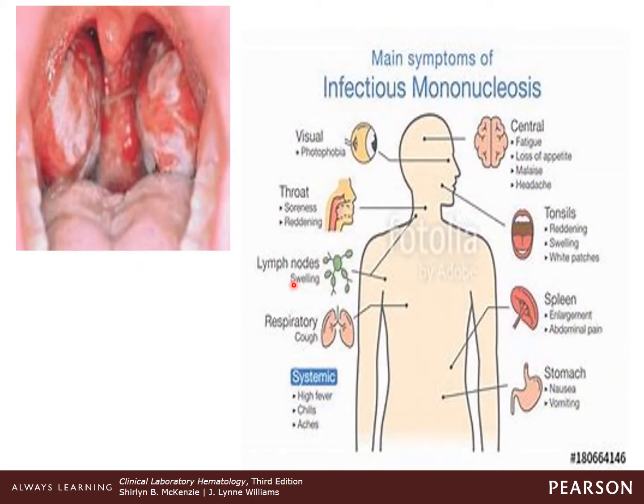The first condition we're going to talk about that involves lymphocytosis is infectious mononucleosis. This is a self-limiting lymphoproliferative disorder caused by the Epstein-Barr virus. It usually affects younger adults, and the age of infection peaks from 14 to 24 years.